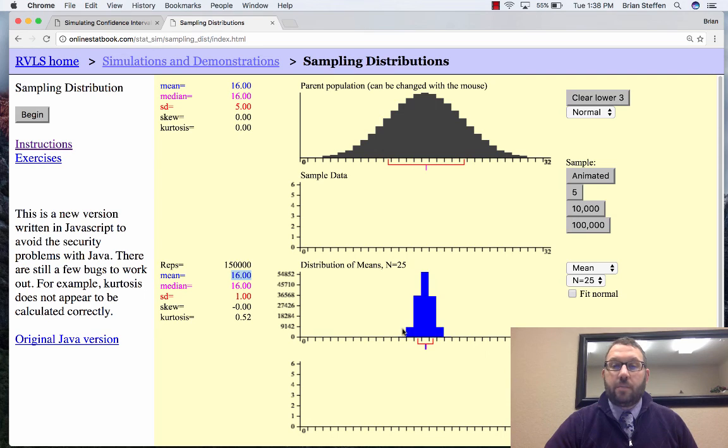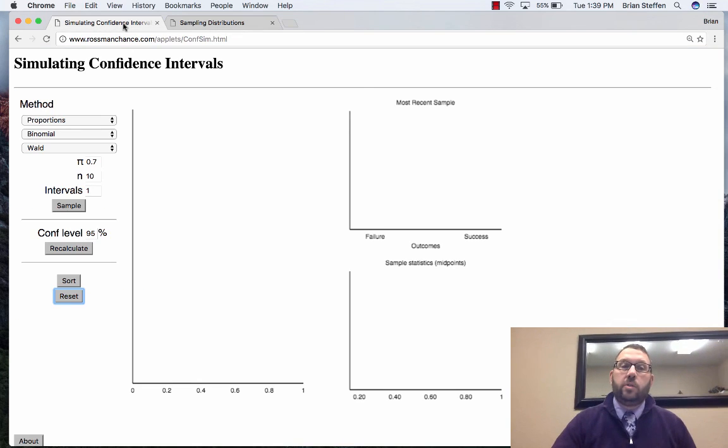95% of the sample means that I have, 95% of my x bars, are going to be somewhere within 2 standard deviations. Being that my standard deviation is 1, that'd be from 14 up to 18. And that's an important thing, because now we're going to scale this back and say, what if I only do one sample? What if I only do one sample for the mean?